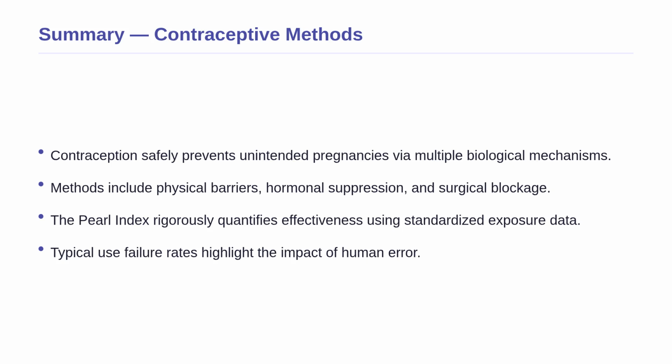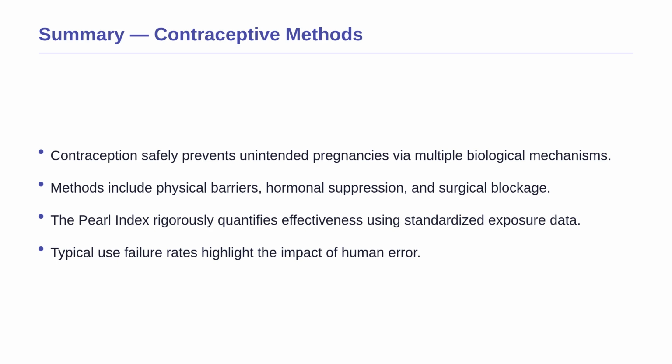We have now covered the full spectrum of this topic. Let us review the key takeaways. First, contraceptive methods are essential tools that safely prevent unintended pregnancies by intervening at various biological stages, from physical barriers to hormonal suppression and surgical blockage.